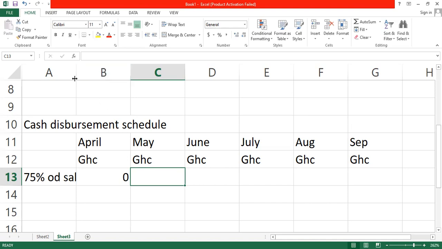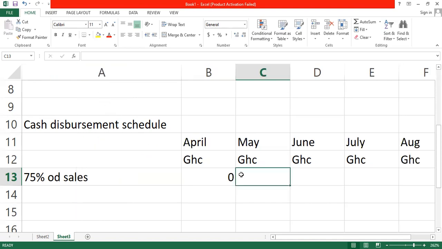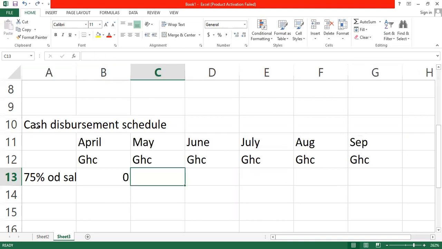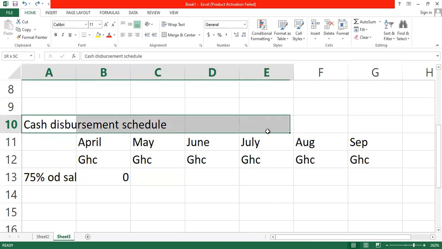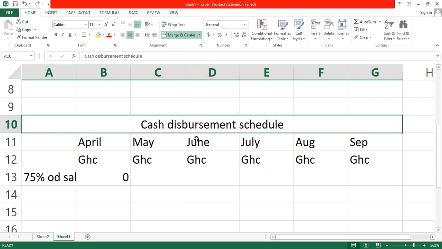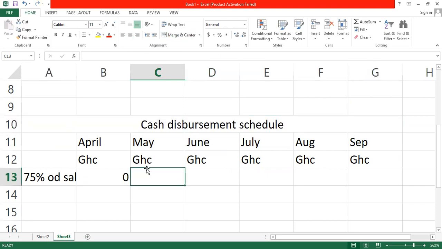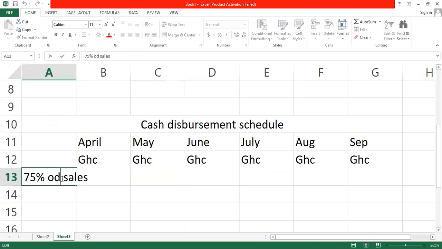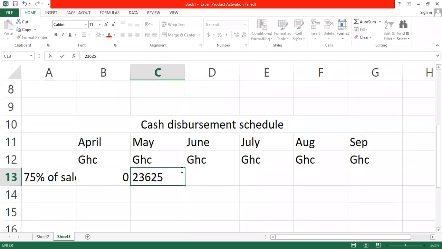Let's move on. So what will be the amount there? 75% of the sales for April is what? 23,625. Okay.